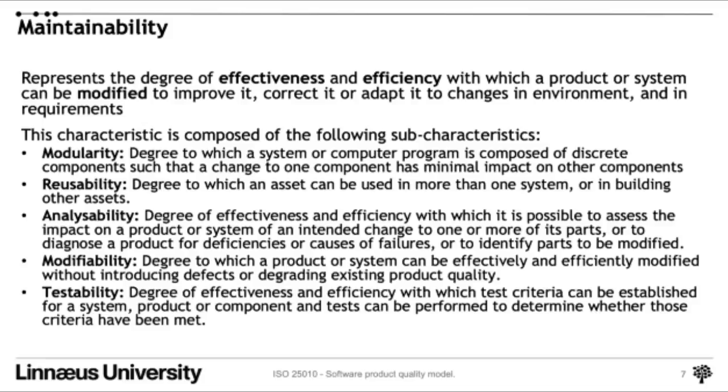And then we have modifiability, which is the degree to which a product or system can be effectively and efficiently modified without introducing defects or degrading the existing product quality. So how easy is it to modify a given product? That's very important, and we will discuss this later. So modularity, reusability, analyzability, and modifiability are very important for this course, in order to understand how to design software that is modular, reusable, and easy to change.